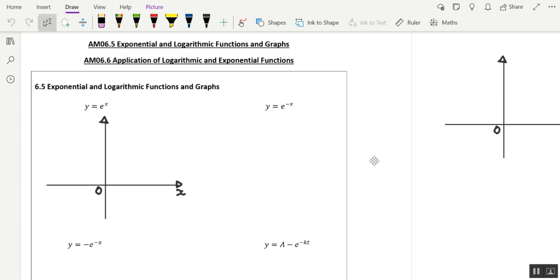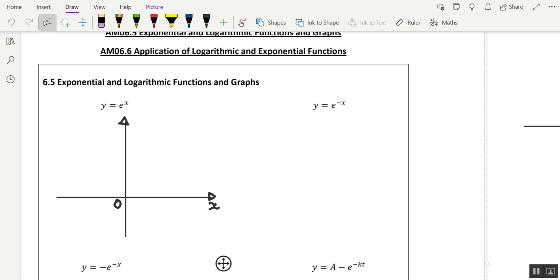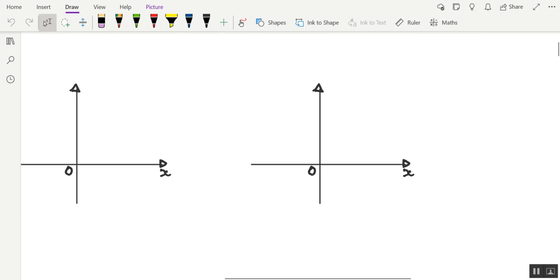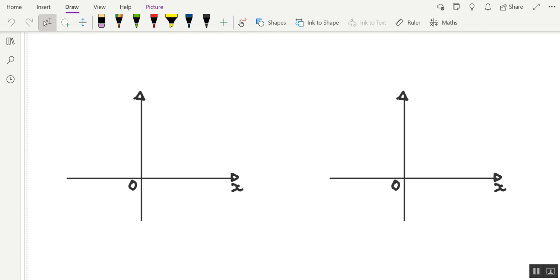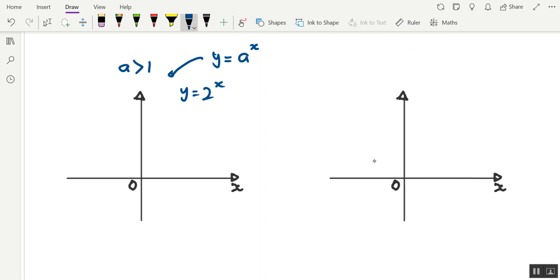Okay, maybe before we start with the sketching of e to the power of x, let's understand two things. Number one, we are going to sketch the graph of y equals a to the power of x. As long as you see x is a power, there's two kinds. Number one, if a is greater than 1, for example y equals 2 to the power of x. When you draw this graph, you must start very close to the negative x-axis, and then it will start to grow upwards.